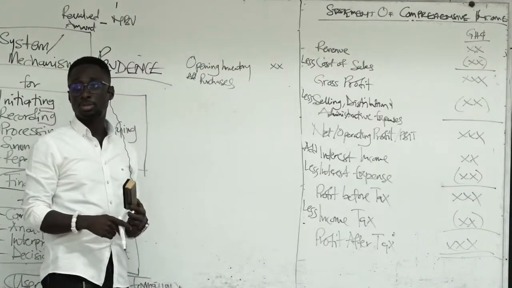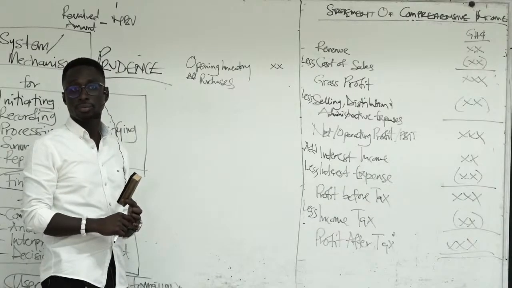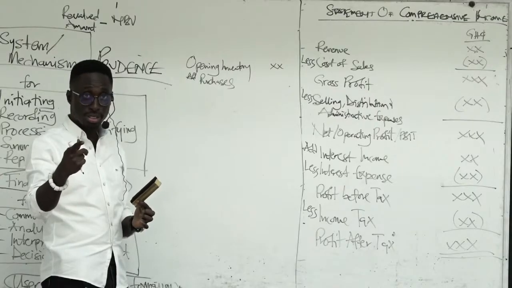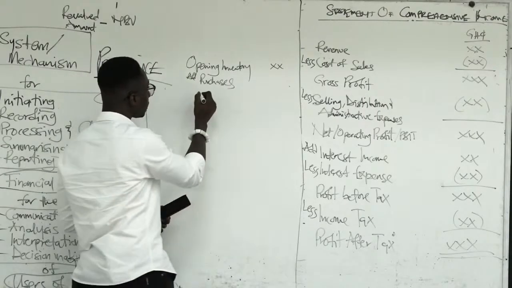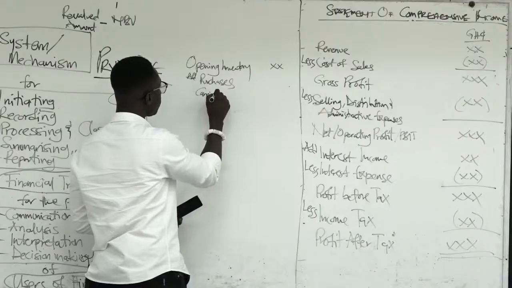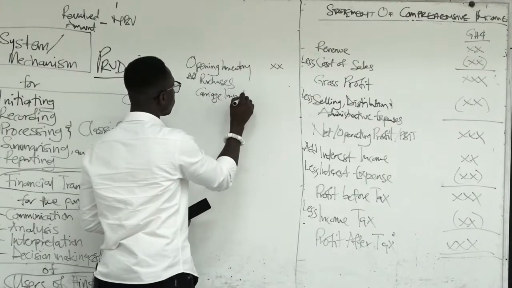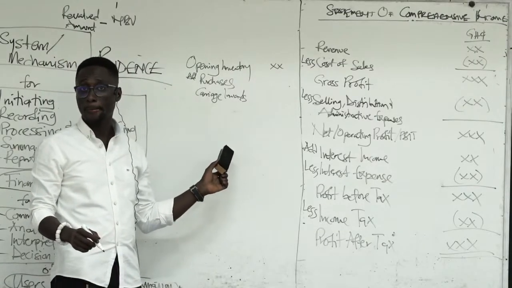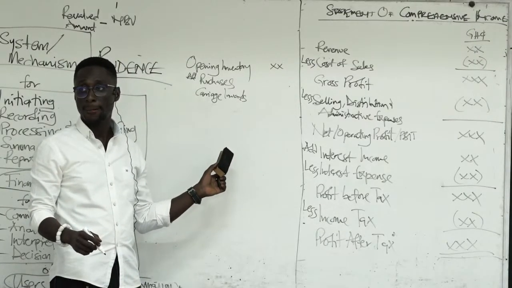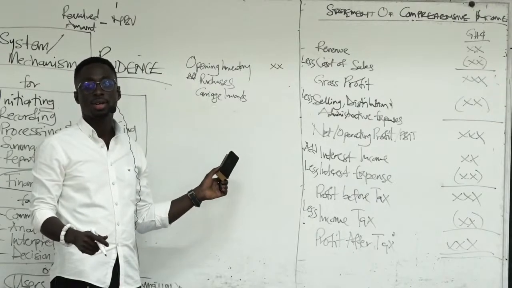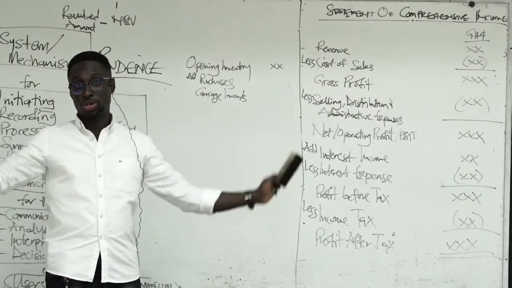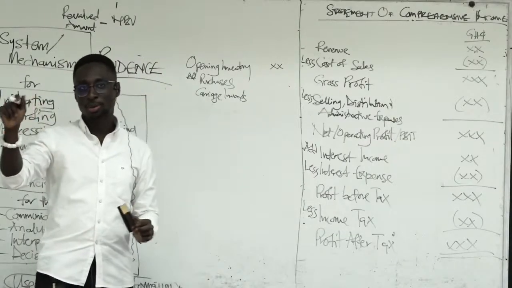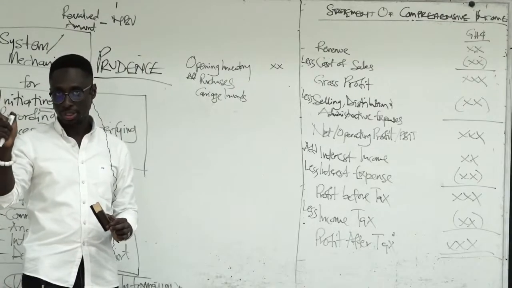What was the other item you mentioned? Carriage inwards. So the expense when it comes to the carriage inwards. And then what else? You say you don't know, so I should just go ahead. So she made a very important point about drawings.